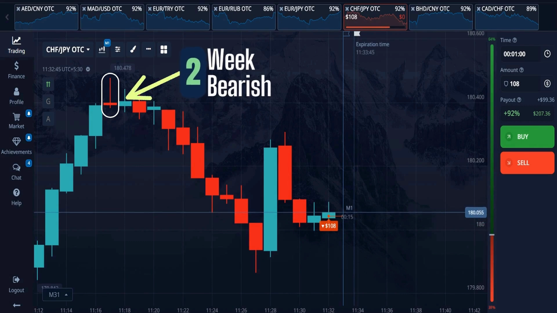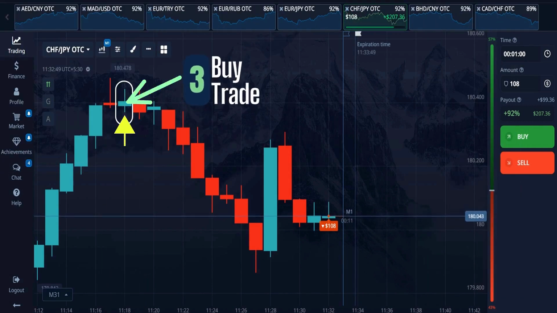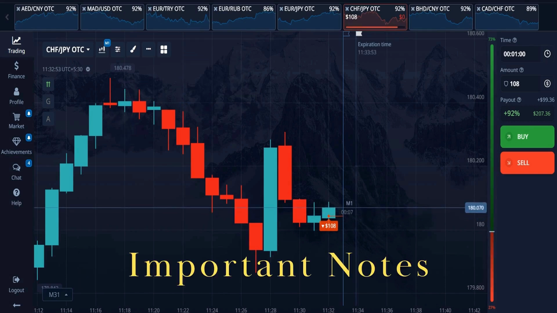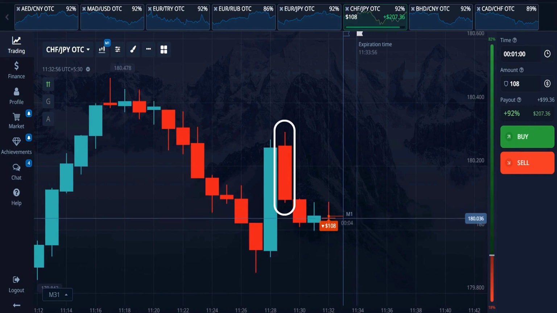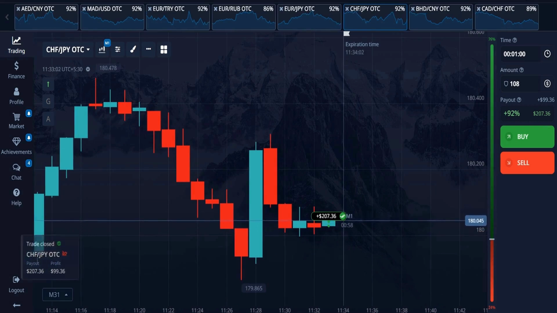The second candle must be less than half the size of the first bullish candle. If these criteria are met, we take a buy trade on the third candle. Important notes: if the second candle is even half the size of the first candle, this strategy does not apply. This strategy works best in a trending market and is not ideal for ranging markets.